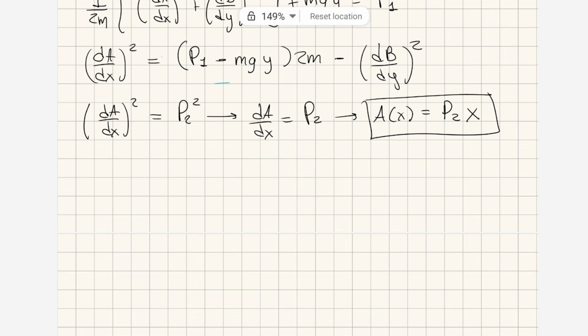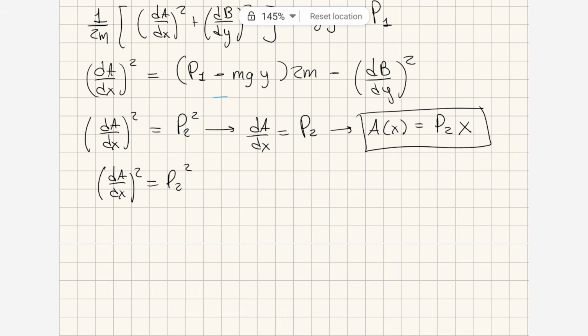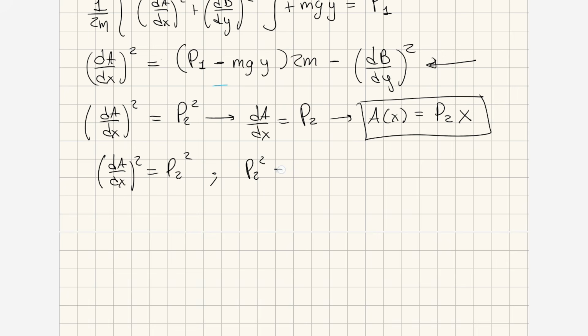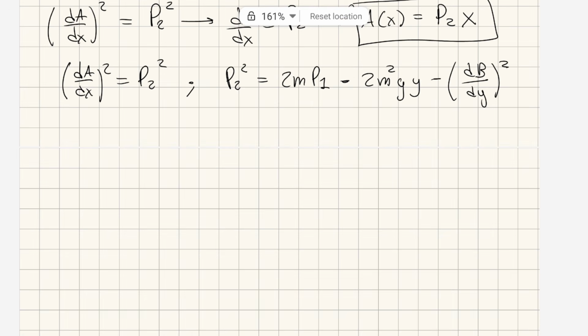So this takes us to get that the derivative of a with respect to x is of course p2, and the derivative of a with respect to x squared is p2 squared. Okay, so getting back to this equation, we are going to get that p2 squared is equal to p1, and let me multiply by that 2m: 2m p1 minus 2m squared gy minus the derivative of v with respect to y squared, like this.